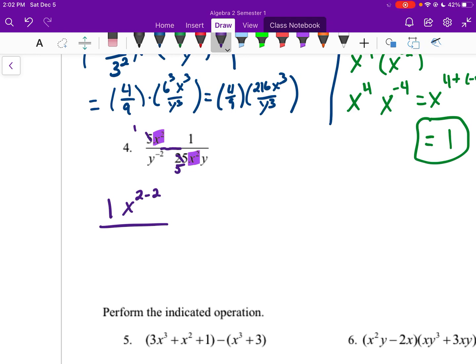And then we got those y's on the bottom. Since they're multiplying now, negative 2 plus 1. So that will give me 1 over, and we got that 5 there still, sorry. Negative 2 plus 1 will give me y to the negative first.